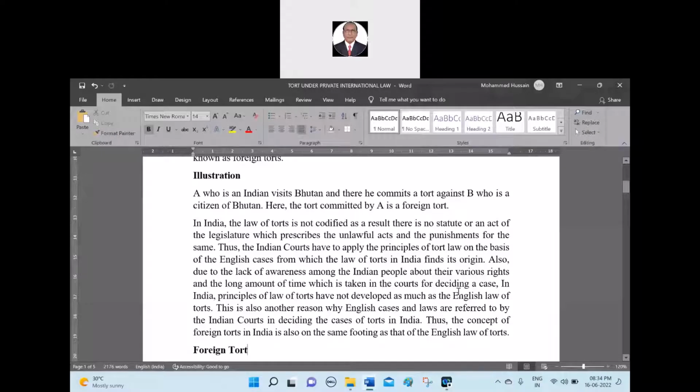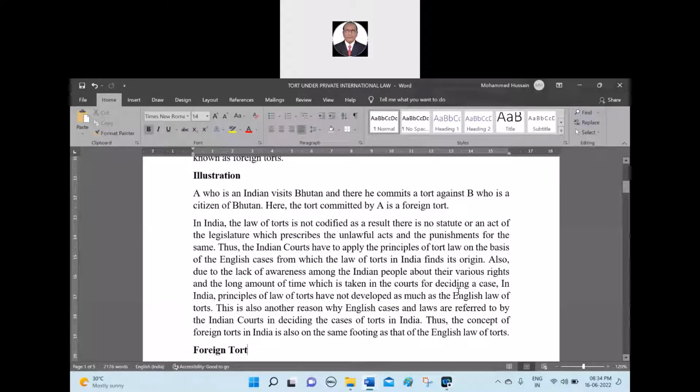But the law of tort is not codified because it is based on common law, precedents, and maxims, and depends upon justice, equity, and good conscience. Based upon this, there are no specific statutes. Thus the Tanzanian courts or Indian courts have to apply the principles of tort law on the basis of English cases. So Tanzania tort law is based on Indian tort law, and Indian tort law is based on English tort law. In other words, Tanzania tort law is based on English tort law. Is it clear?